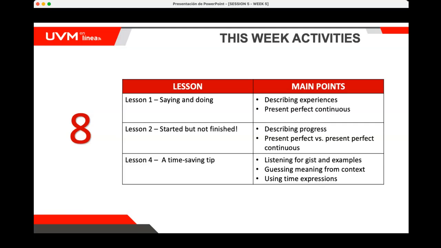Well, in the first one, you learned vocabulary for describing experiences. In the second one, you learned vocabulary for describing progress. And then, the fourth one, we're going to leave that for the end. This was about listening and writing skills. So let's focus on the first two, describing experiences and describing progress.